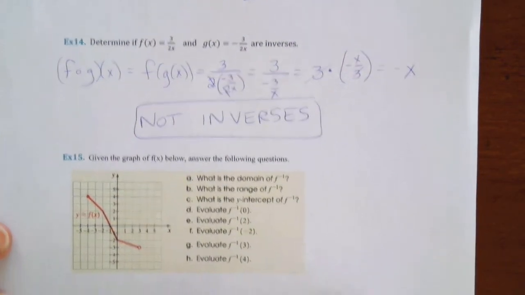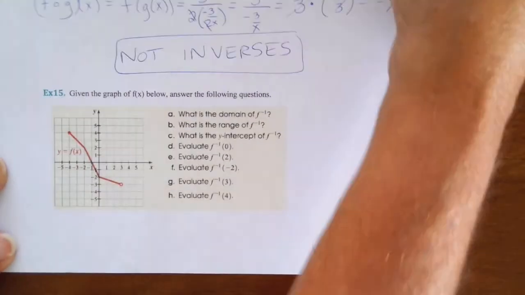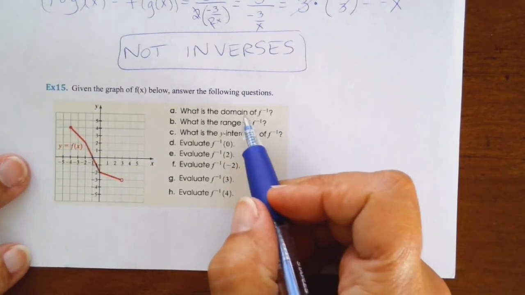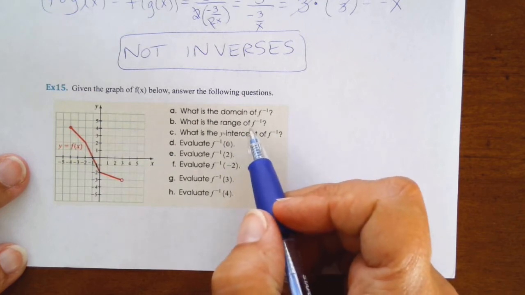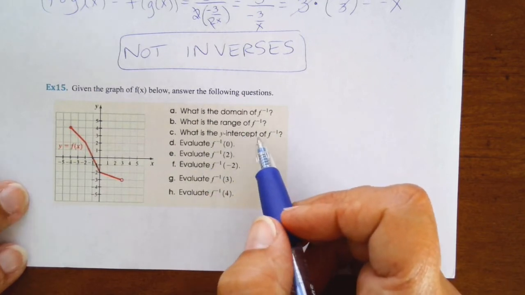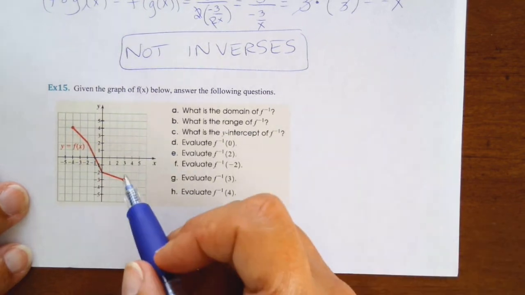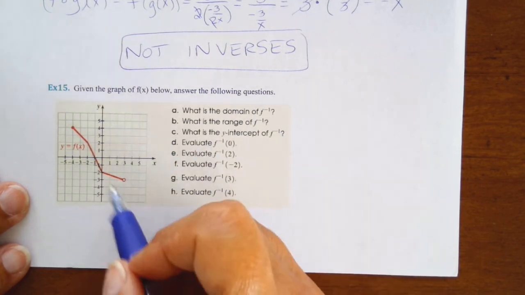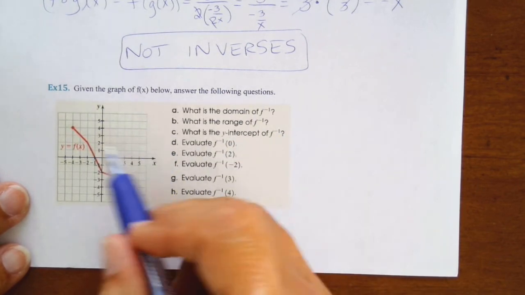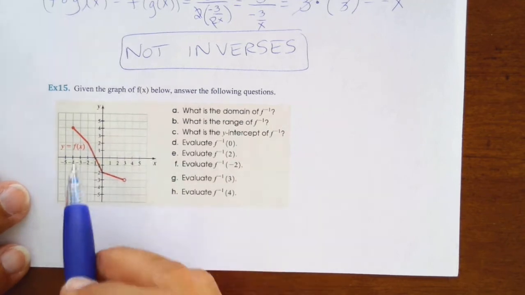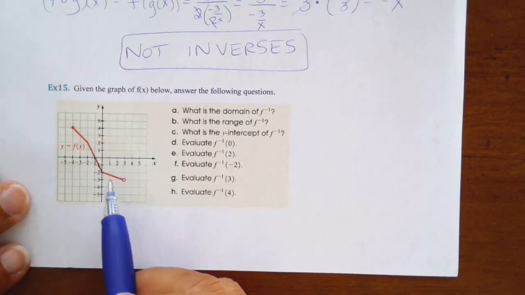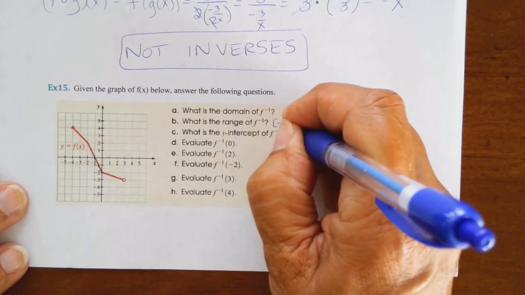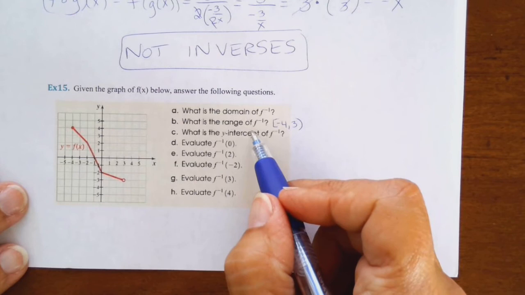All right. Last one. Given this graph below, let's answer these questions. What is the domain of the inverse? What is the range of the inverse? What is the y-intercept of the inverse? Remember, I don't have the inverse, but it doesn't matter because the domain of the inverse is the range of this function. The range of the inverse is the domain of this function. So look at your domain of this: negative 4 to 3. So negative 4 to 3 would be the range of the inverse.